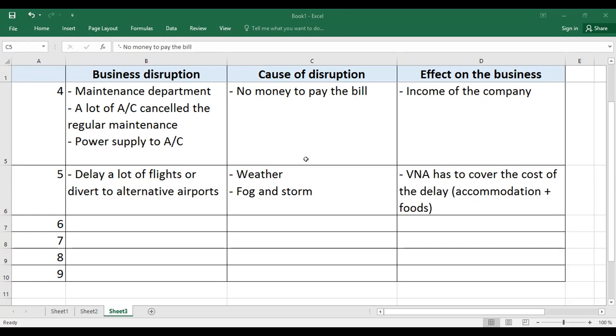And understanding where your power supplies are coming from to each of your, at least your main hubs, is really quite useful. Another one I wrote down here is fire. Fire in a main terminal, clearly very disruptive. If your main passenger terminal is affected by fire, how do you respond to that? Some airports may have more than one terminal or more than one building, but most are pretty centralized.